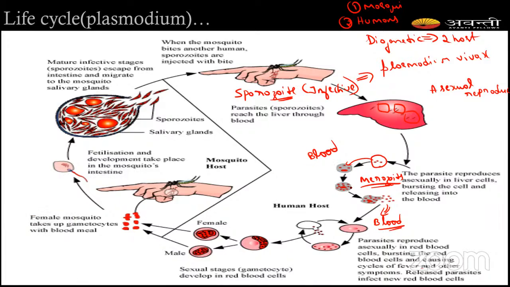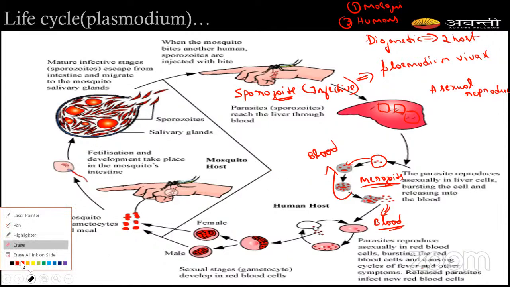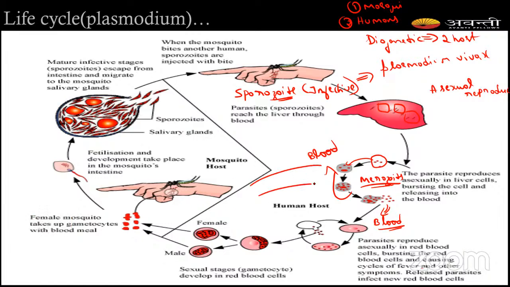Now this merozoite, after rupturing the liver cell, entered into the blood, right? What will happen in the blood? See here, here the main process will happen. In the blood, there is an RBC, right? So it will enter into the RBC.